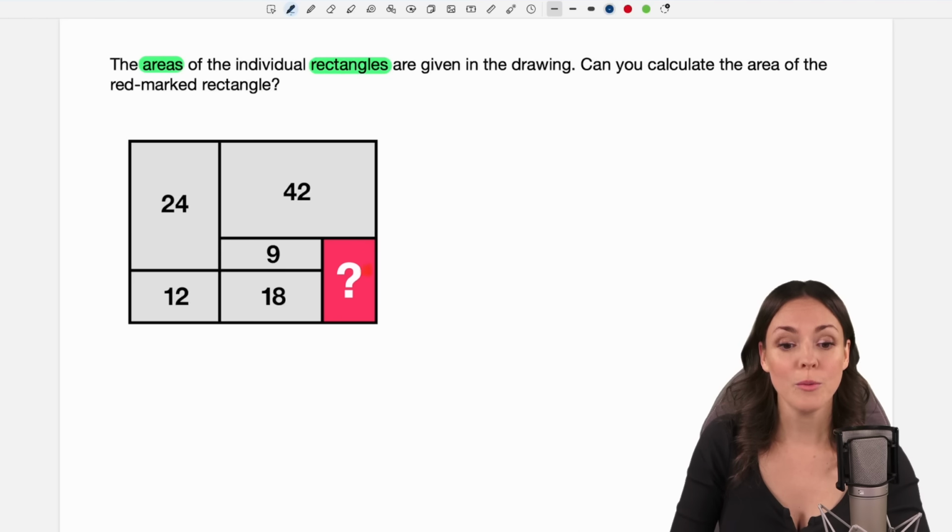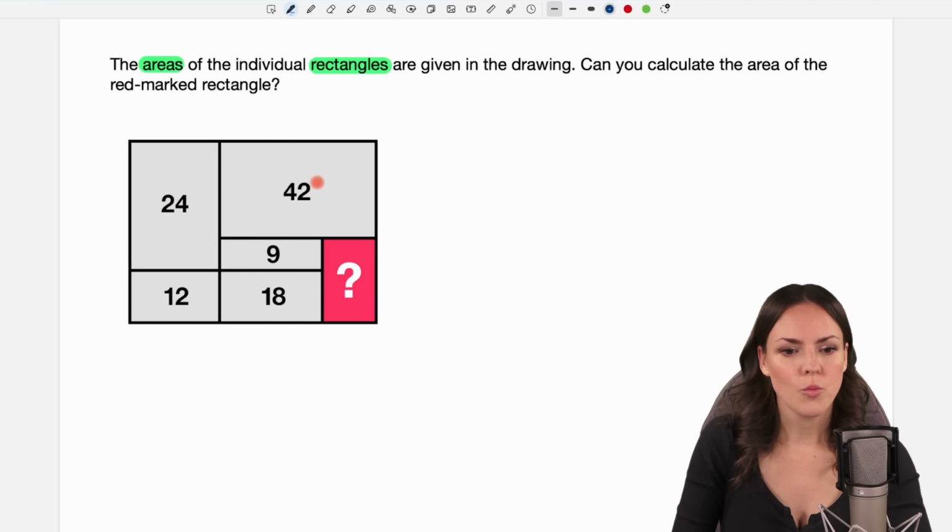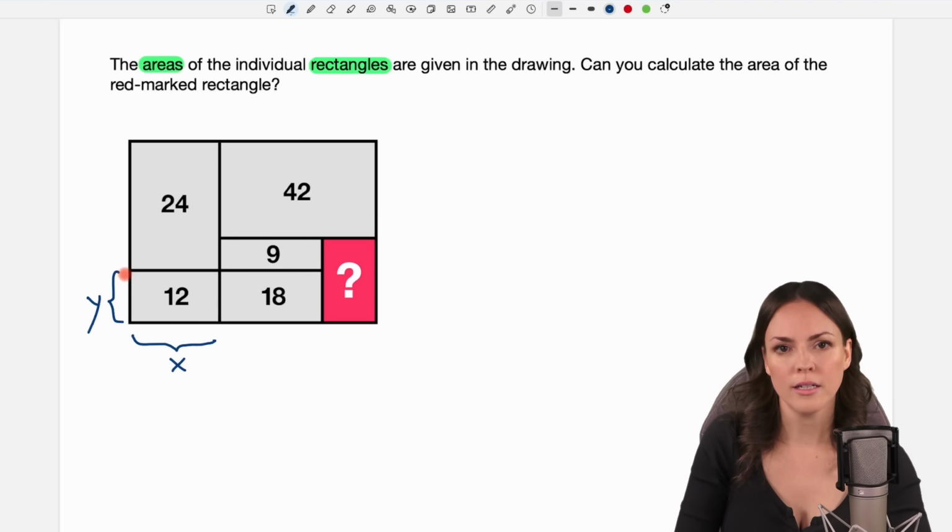Okay, so we want to find the area of this rectangle here. Maybe we start somewhere with the ones where we know the area. So let's start with the 12 one here. If we know the length of this side, I'll just call the length x for now, and the length of this side that I call y, then we know that x times y equals 12. And I would take that as a first equation. So x times y equals 12.